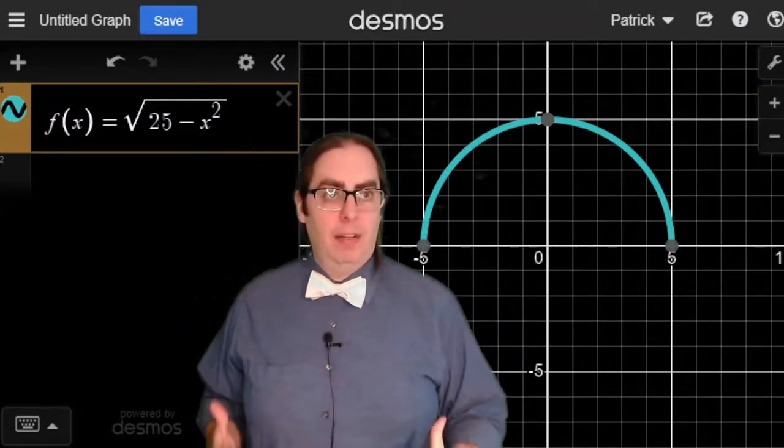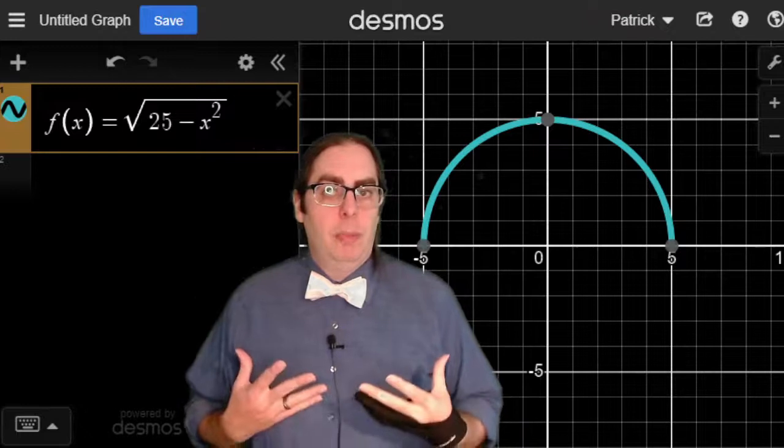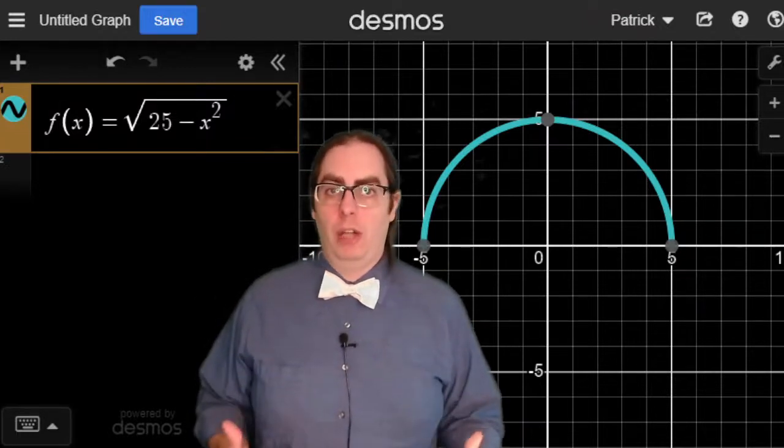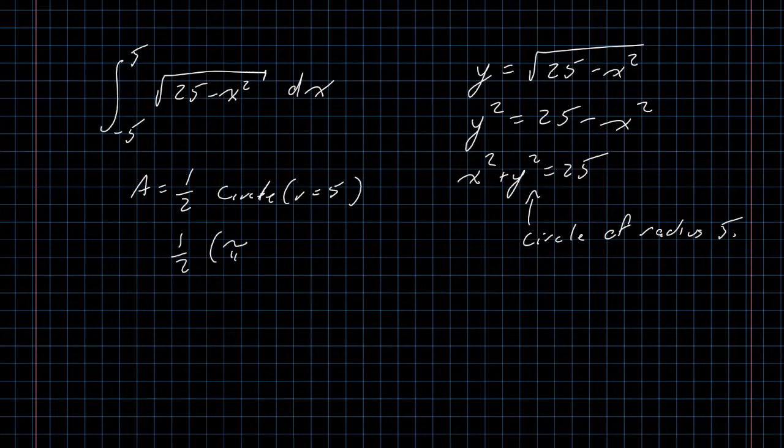So the area of this curve, or the area under this curve, the value of this integral is going to be 1/2 of the circle of radius 5. And that's exactly how I'm going to go about solving it. Right, so 1/2 the circle, r equals 5. Area of a circle is given as pi times r squared. R in this case is 5. 5 squared is 25. So I'll call this 25 pi over 2.